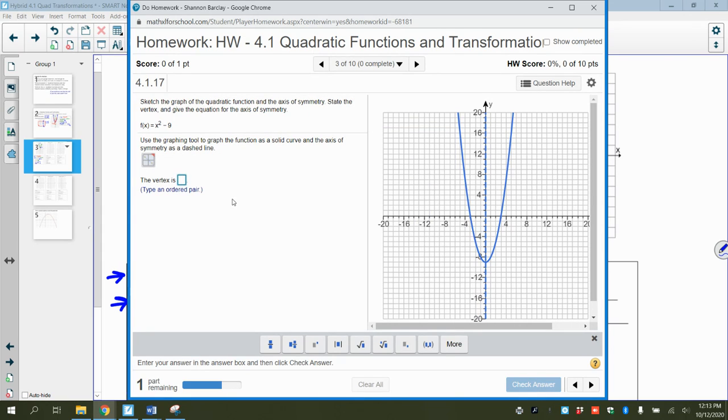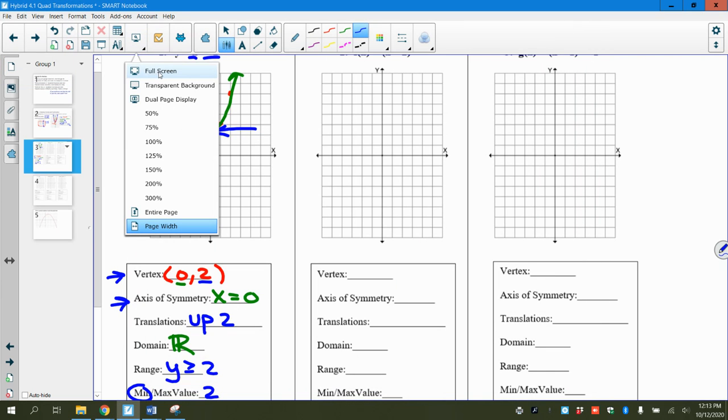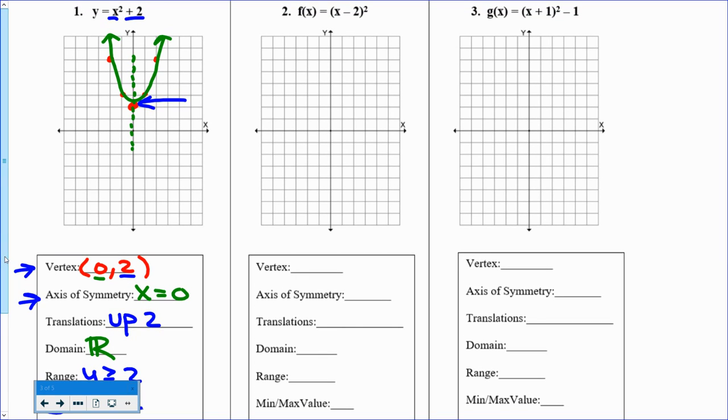And then you have to type in the vertex. Make sure you do an ordered pair. You put it in parentheses, and so on. All right, we'll move on. So if I look at the next problem, I've got x -2 inside the parentheses. Do you remember which direction that moves it? Right 2.